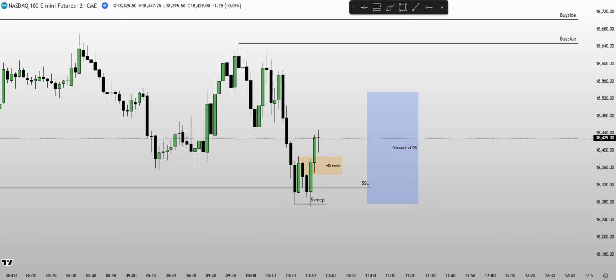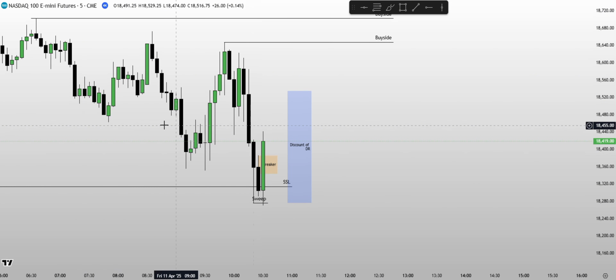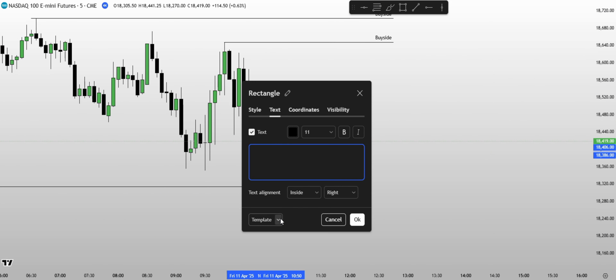Inverse gap here on the 2 minute. Let's see the 3 minute. 3 minute, we haven't inversed anything. No confirmation there. On the 5 minute, inverse this gap here as well. So we have a 5 minute IFEG as well.